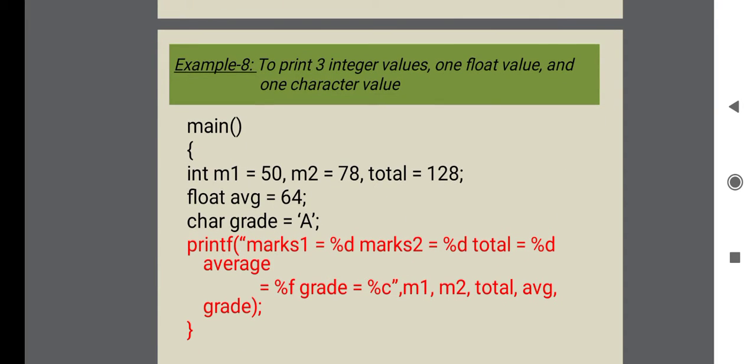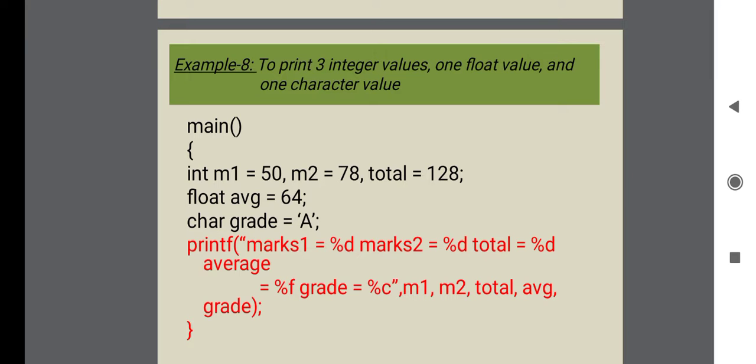Here we come to another example: int m1 is equals to 50, m2 is equals to 78, total is equals to 128, end with semicolon. Float average is equals to 64, char grade is equals to 'a'. Printf "marks 1 is equals to %d, marks 2 is equals to %d, total is equals to %d, average is equals to %f, grade is equals to %c" in double quotes, comma m1, comma m2, comma total, comma average, comma grade.